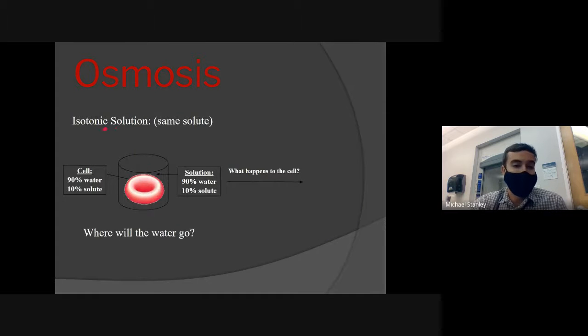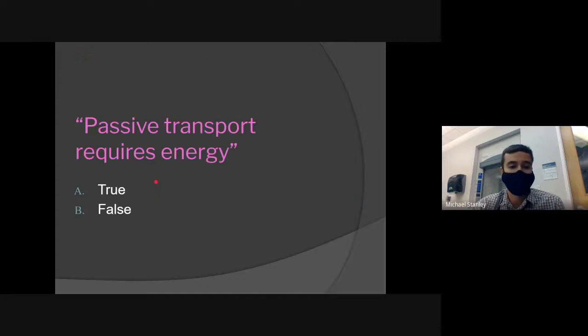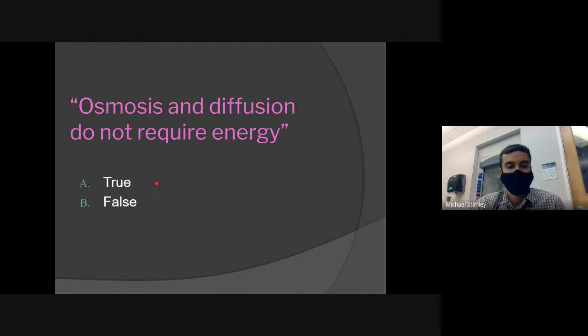And then finally, we have our isotonic solution, where it's balanced between the inside and the outside. Same amount of solute and water inside and outside. So the cell is going to remain nice and happy, and the water is not going to become more concentrated on one side or the other. It's all nice and balanced.